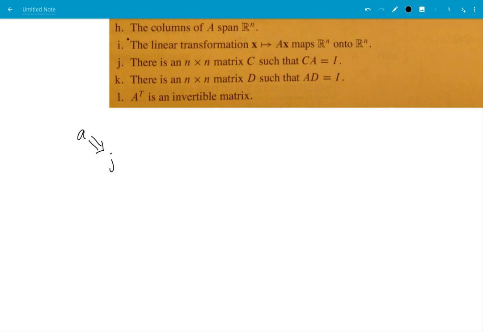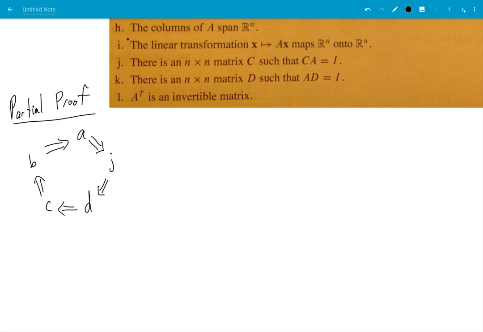So it's relatively straightforward to prove that these 5 things are related this way. So we'll say partial proof. I'll start by proving that A implies J.